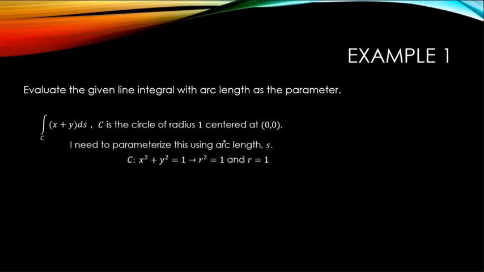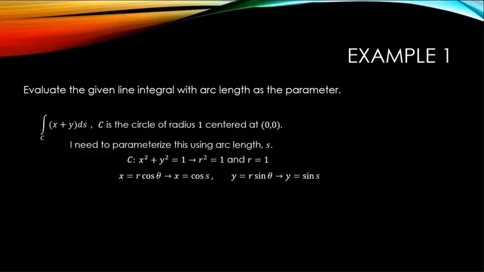I know that C is a circle of radius 1 with a center at 0, 0, and it lies in the xy plane. This means that C can be expressed as x squared plus y squared is equal to 1, or by r squared is equal to 1, where r is equal to 1. I also know that x is equal to r cosine theta gives me x is equal to cosine s when my r is equal to 1, and my parameter s is used in place of theta. y is equal to r sine theta can also be written as y is equal to sine s, again using r is equal to 1 and s for theta as my parameter.